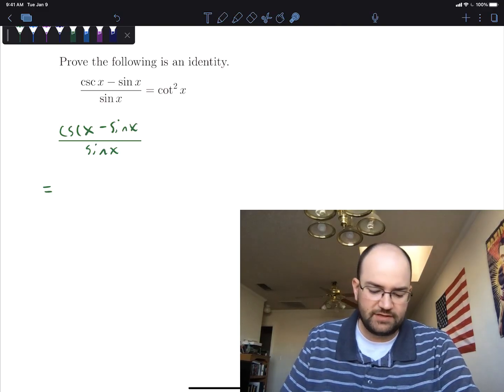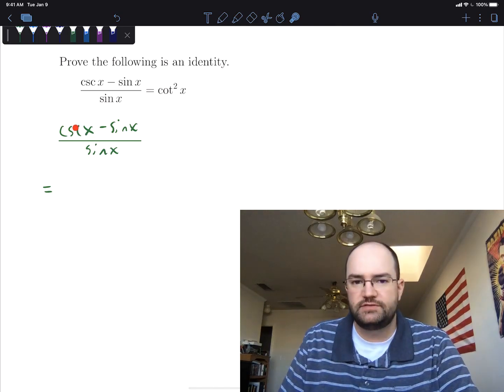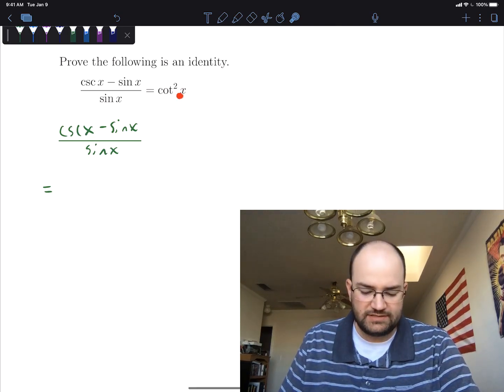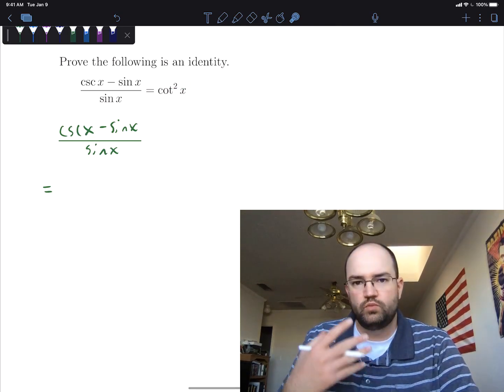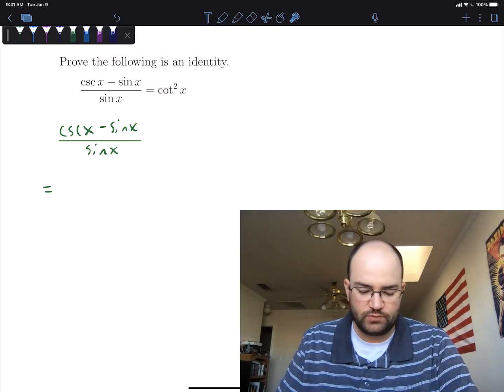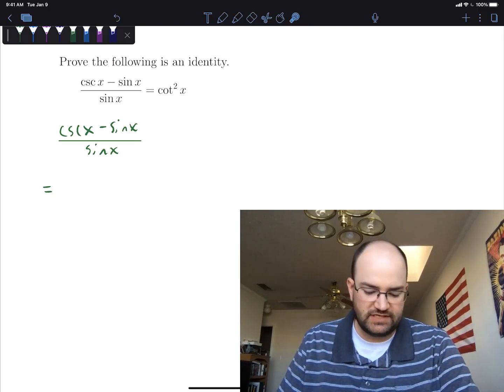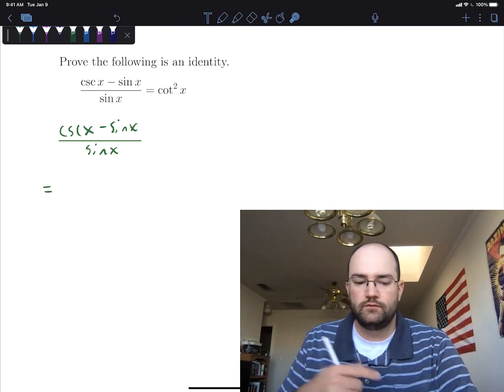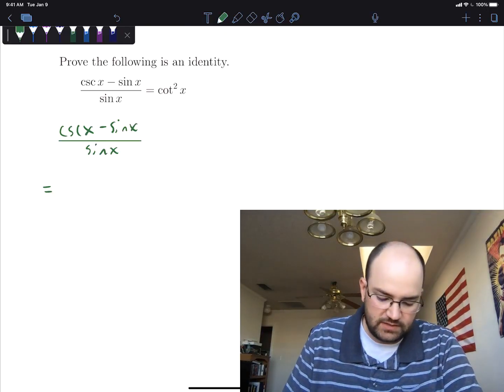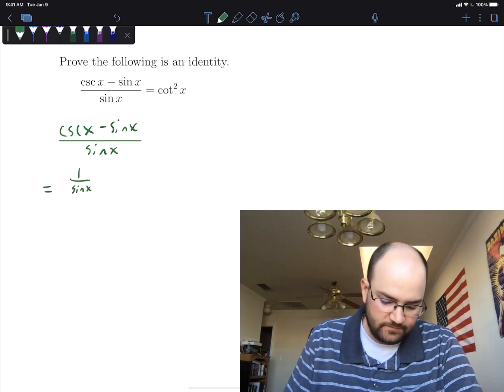But let's look at what's happening here on the left-hand side. Notice that we have a cosecant, and we don't really want a cosecant because we want sines and cosines. So instead of cosecant, replace it with 1 over sine. So this is actually the same thing as 1 over the sine of x minus the sine of x, all over the sine of x.